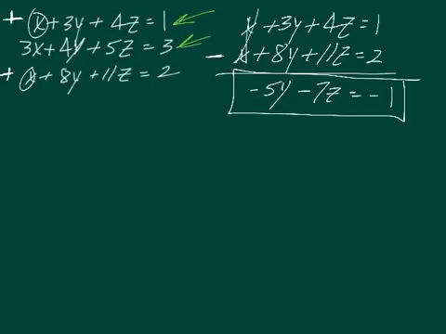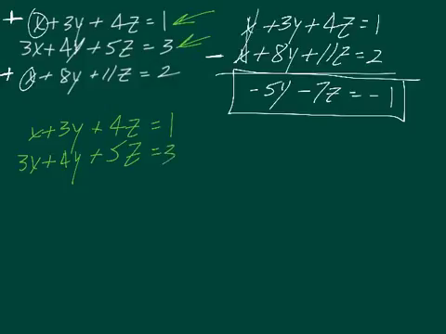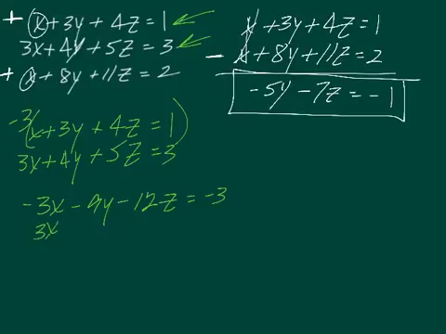and the second one. So we have x plus 3y plus 4z equals 1, and 3x plus 4y plus 5z equals 3. So we're going to multiply this top one by negative 3. So we get negative 3x minus 9y, actually it's minus 12z equals negative 3. And we'll just restate that second equation there to get it there below.